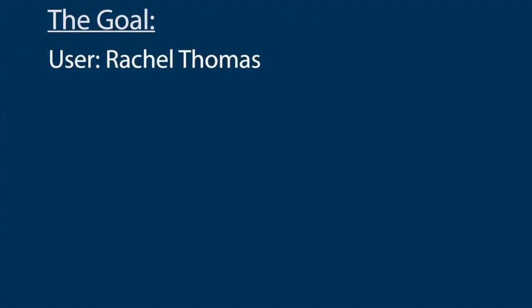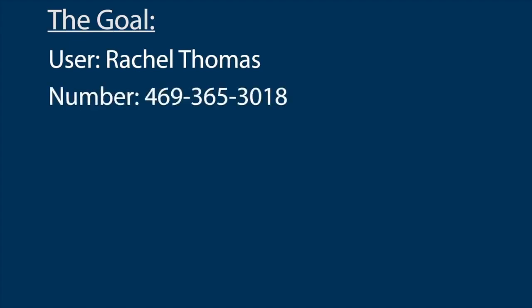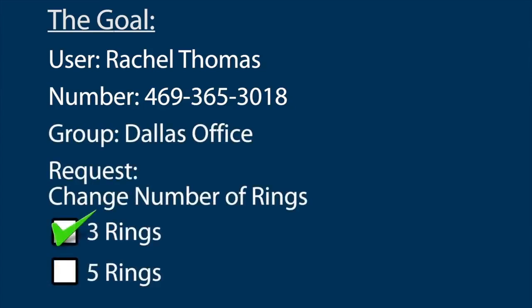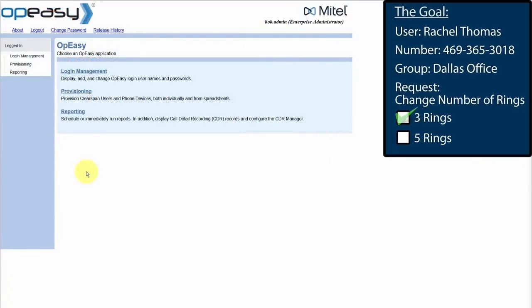So here's my goal. My user is Rachel Thomas. Her phone number is 469-365-3018. She is in the Dallas office group, and I want to change her ring settings from 3 rings to 5 rings.